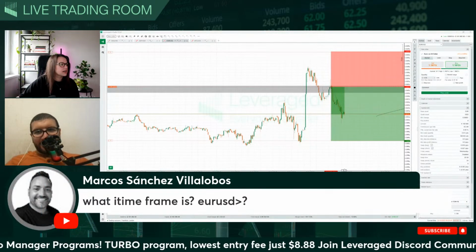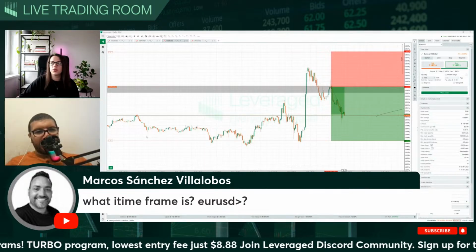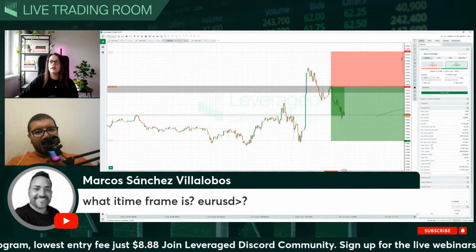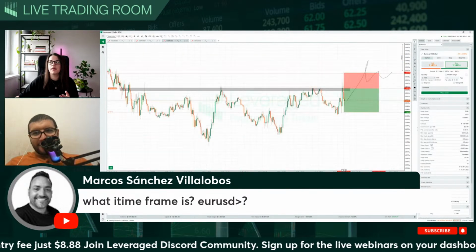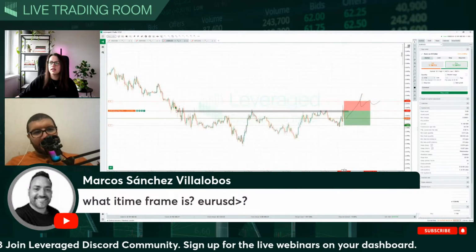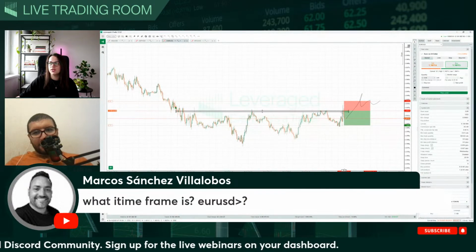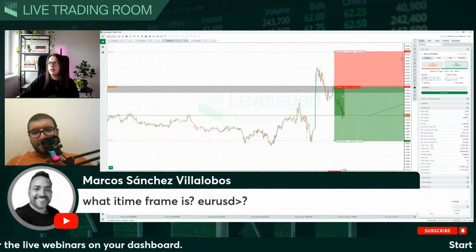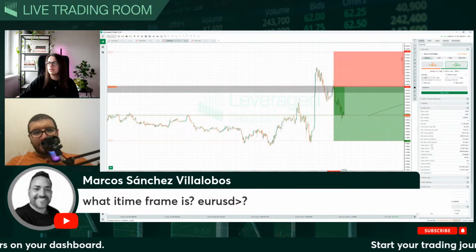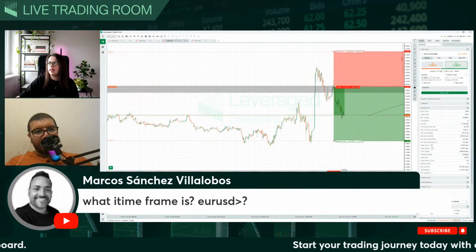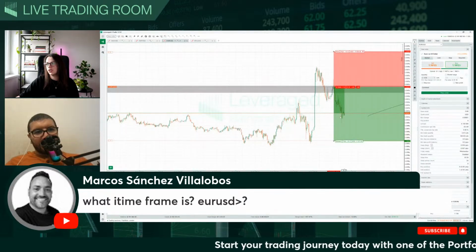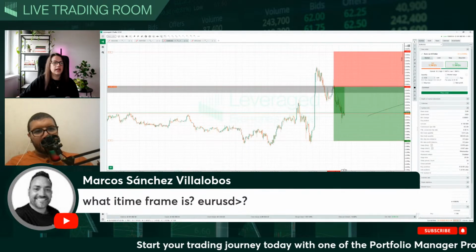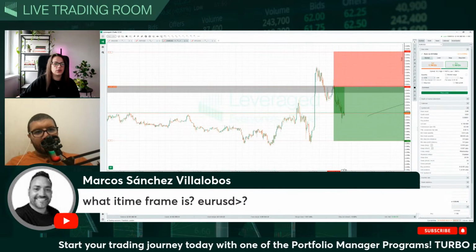Marcus is asking, what time frame is Euro USD? So the analysis was based more on 15 minutes right here. So we had this resistance area, but I took it on 1 minute, basically just to say that there was the break below the zone, and then we came to retest, and I just took the trade. So analysis on 15 minutes and entry on 1 minute.